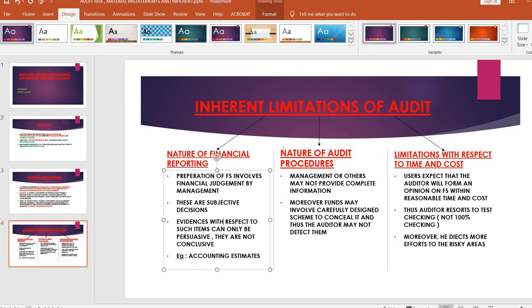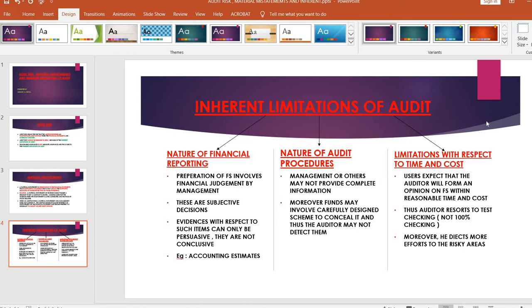Okay, and because you are going to just audit the financial statements, it may sometimes come to the notice that you will not be able to detect or prevent them, right? So that is what this point is telling, that moreover the frauds may involve carefully designed schemes to conceal them, and thus the auditor may not detect them. If it is a master plan by the client, then sometimes you might not be able to detect the fraud. So that is one of the inherent limitations of audit.